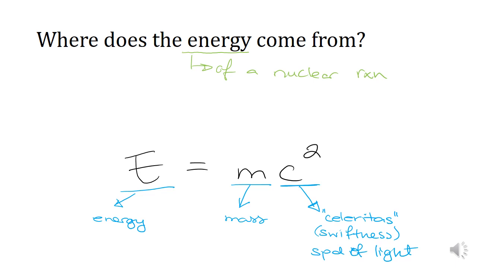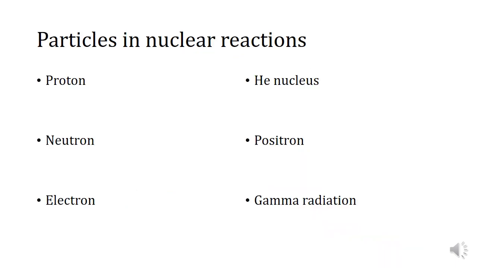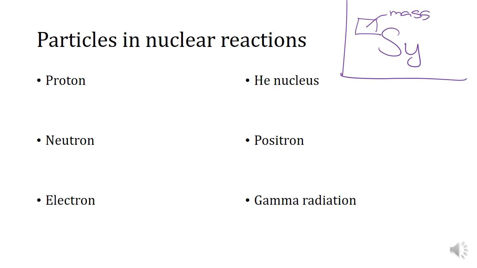Let's continue on. Just a quick reminder before I get into these particles: when we are writing symbols for particles in nuclear reactions, if you remember, in general atomic symbols, we have the chemical symbol, then up the top, the mass number, and down the bottom, the atomic number.